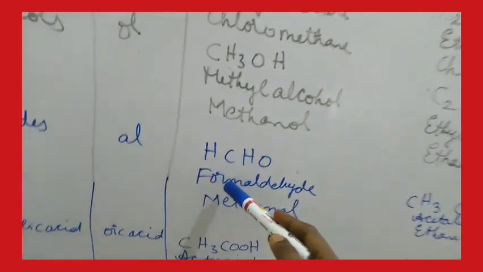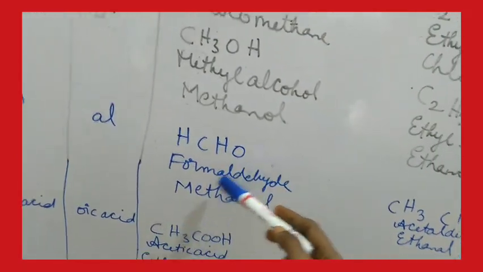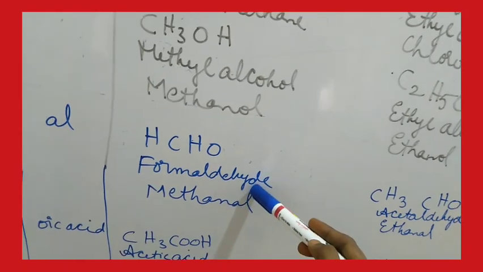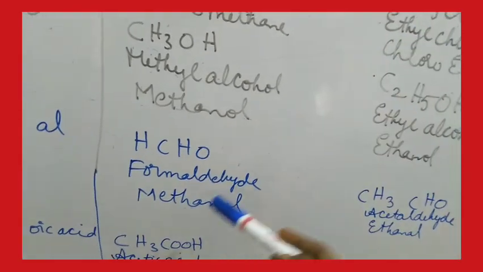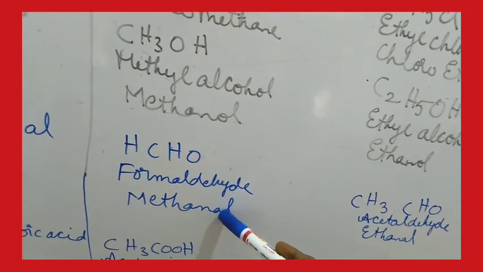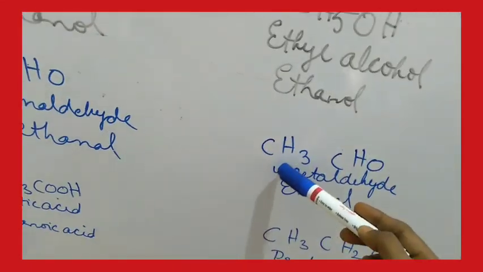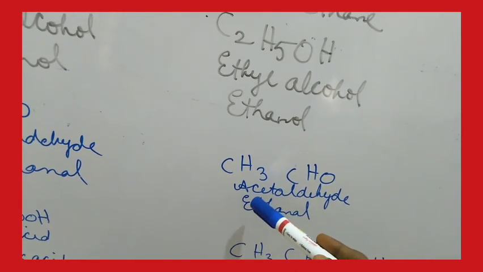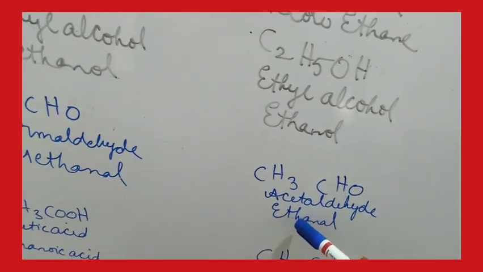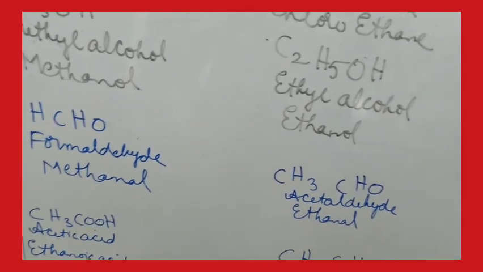So let us see the formula HCHO. This one you call formaldehyde. This is a common name, and here the IUPAC name is methanal. One more example is CH3CHO. CH3CHO is acetaldehyde, and that is ethanal.